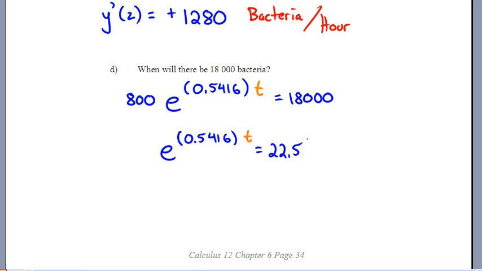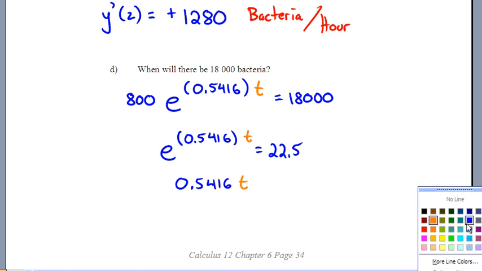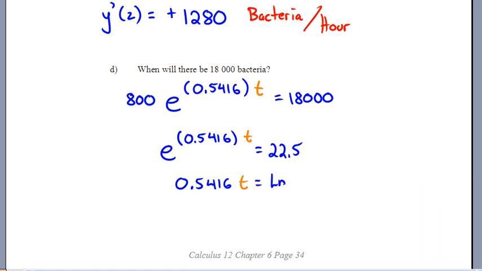And now you can go and take the ln of both sides. So you're going to have, once you ln this, 0.5416 t is equal to the ln of 22.5. Okay, we're there. The time when this is going to happen, it'll be one brief instant. It's actually going to be the ln of 22.5.